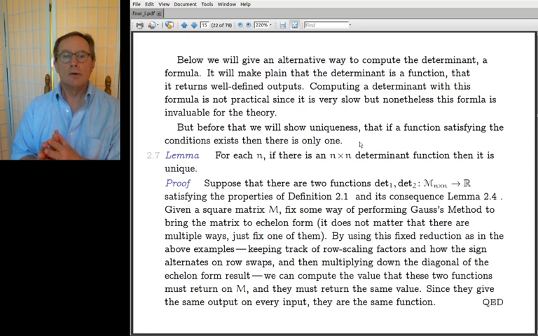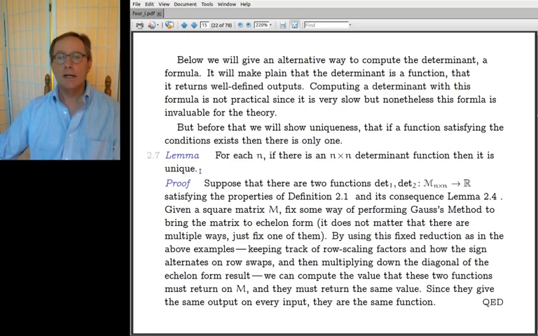So when I close the video at the end of this slide, we are going to know that the function is unique, but not know whether it exists. That's okay. I mean, you can only do so many things at a time. We're going to do uniqueness first. It turns out to be easier to do uniqueness. Okay, so for each n, if there is a determinant function, then there's only one.